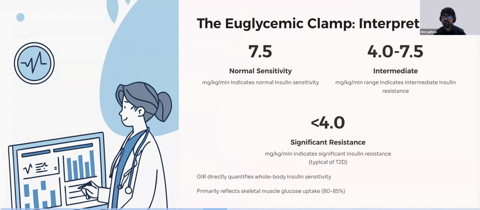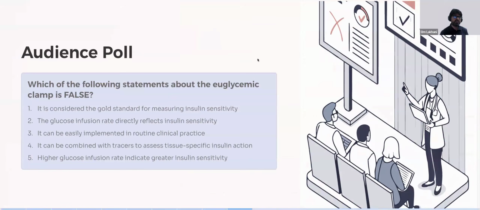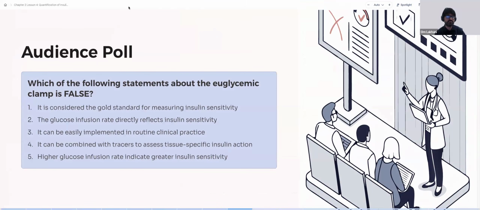Now, in terms of cutoffs, these are the values. If it's above 7.5, it is normal sensitivity. 4 to 7 is intermediate, and less than 4 is considered insulin resistant. So less amount of glucose infusion required means more insulin resistance, and vice versa. Okay, so that is how you do the euglycemic clamp study. This is where I will ask the poll question for the clamp, and we'll also take a couple of questions from the audience.